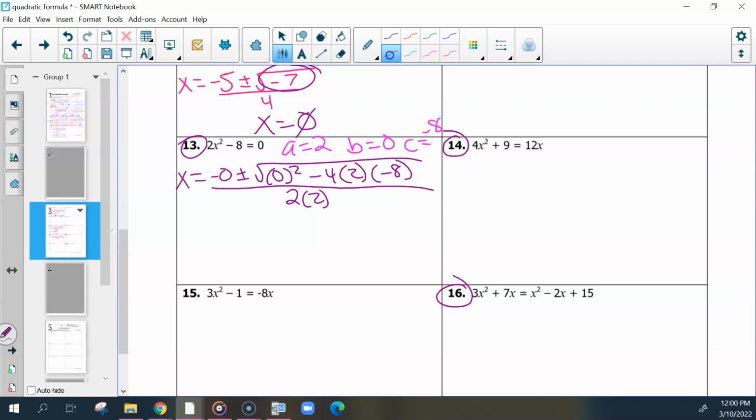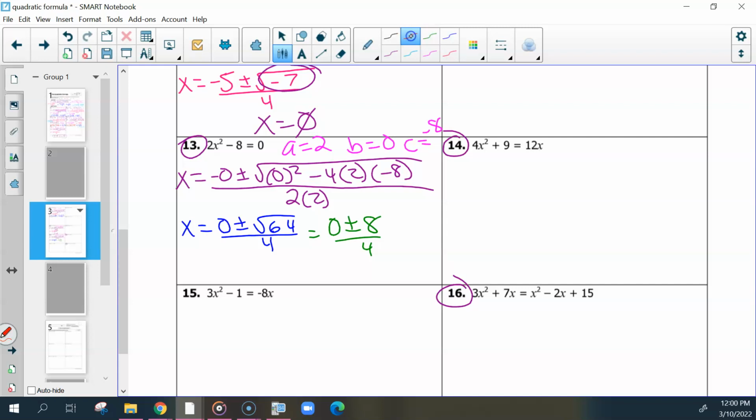Find your discriminant. 64. Even though this is 0, I'm going to keep bringing down that 0. You'll see why here in a second. So 0 plus or minus the square root of 64 over 4. Is 64 a perfect square? Yes. What is the square root of 64? We get 0 plus or minus 8 over 4.